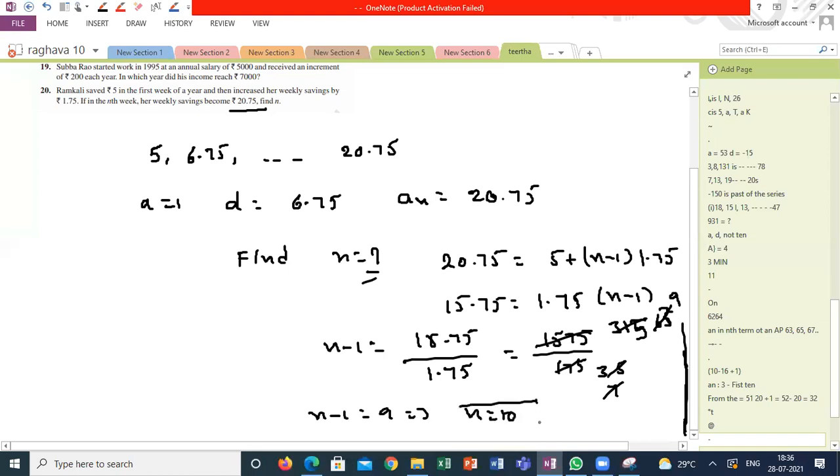n is equal to 10. So in the 10th week she is going to save 20.75 rupees. She started with 5 rupees. At the end of the first week, 5 rupees. At the end of the second week, she is saving 6.75. She is slowly increasing her savings. Some extra amount is added to 5 rupees each time. Its common difference is 1.75. Maybe fractions took a little bit longer time. These kinds of questions, and more than this level also, we can face. At the end of the topic, we will see some extra questions in one session. So this is how we can discuss nth term related questions.